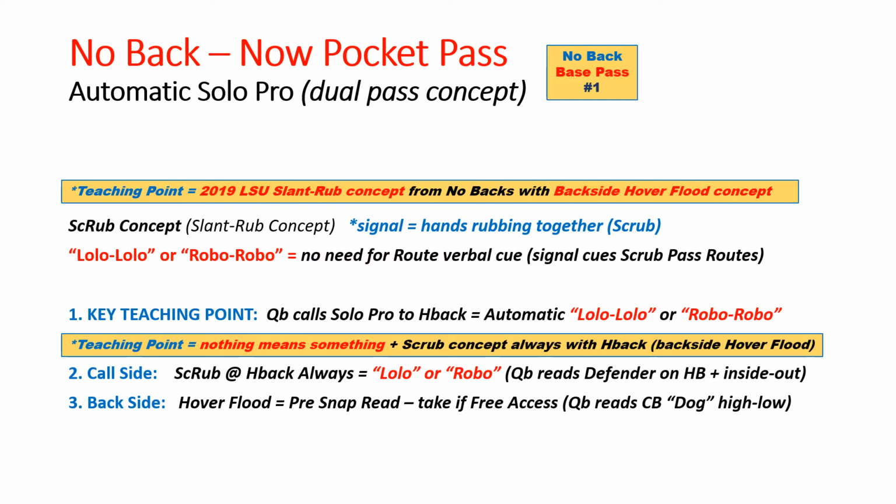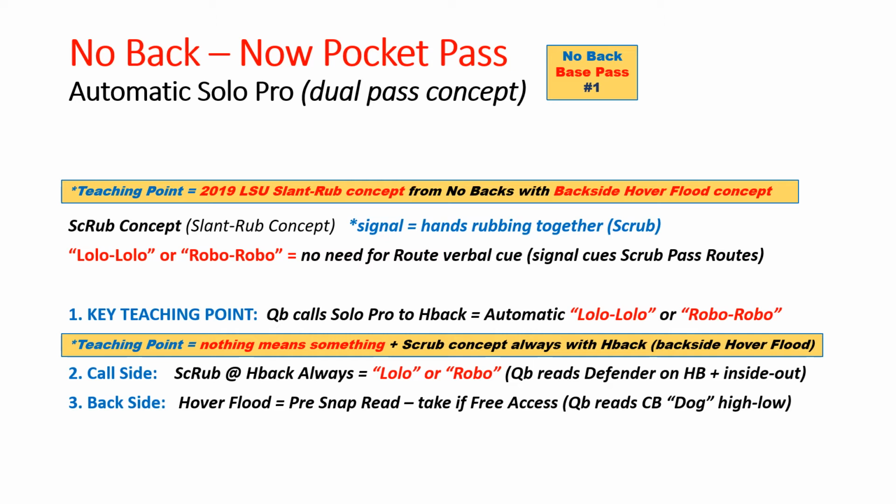All right, so for our no back now pocket pass, love this one. Got this from LSU. They used it last year during their championship run in 2019. What makes this great is we just simply use our protection call because there's a couple automatics. We call this a scrub concept, meaning it's a slant rub concept that they use. Signal is real simple. We've got your two hands rubbing together in front of you. No call is needed. That tells everybody the routes.